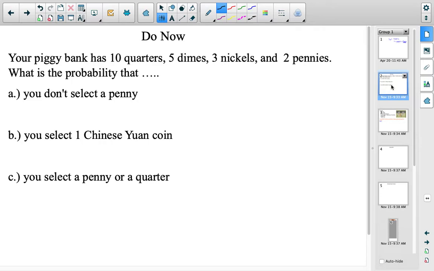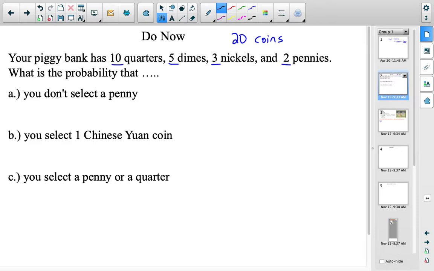We did a couple different problems yesterday. I don't think they were quite like this, but same idea. We have a piggy bank with 10 quarters, 5 dimes, 3 nickels, and 2 pennies. Again, I always like to find the total number of coins. So here I've got 15 plus another 5. So I've got 20 coins.